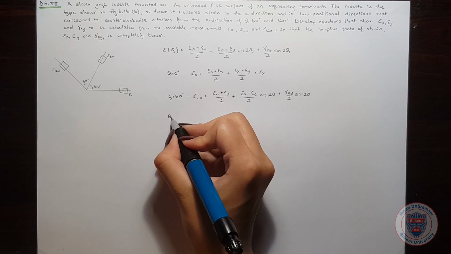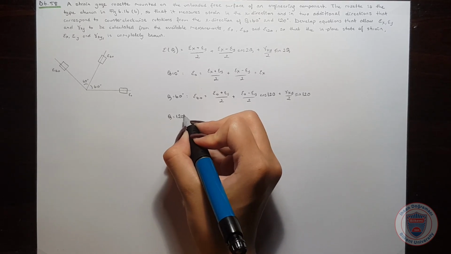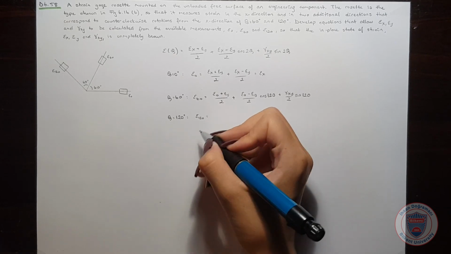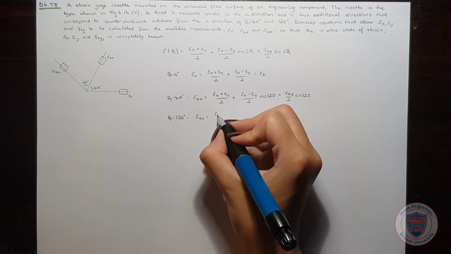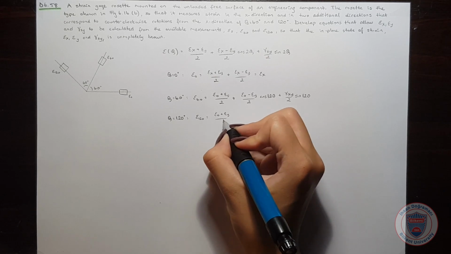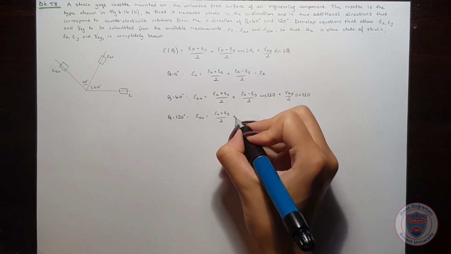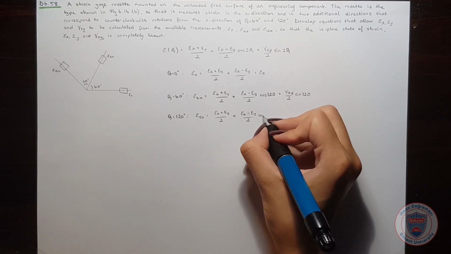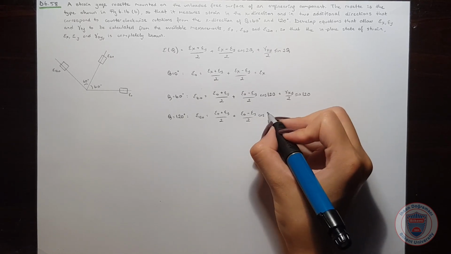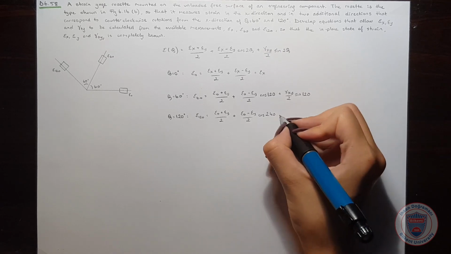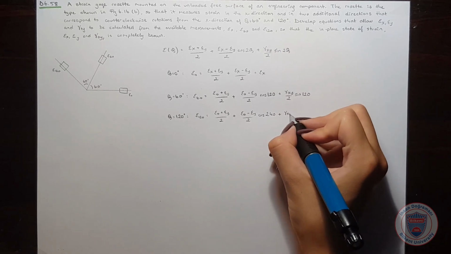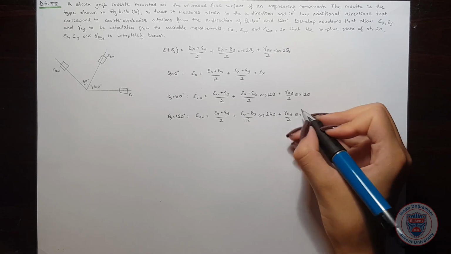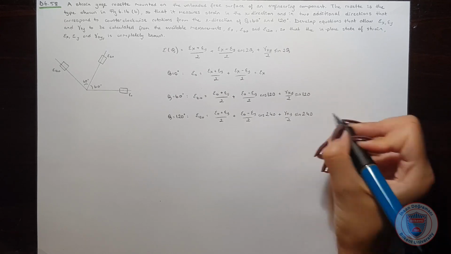Finally, at theta equal to 120 degrees, epsilon 120 becomes equal to (epsilon 0 plus epsilon y) over 2 plus (epsilon 0 minus epsilon y) over 2 times cosine 240 plus gamma xy over 2 times sine 240.